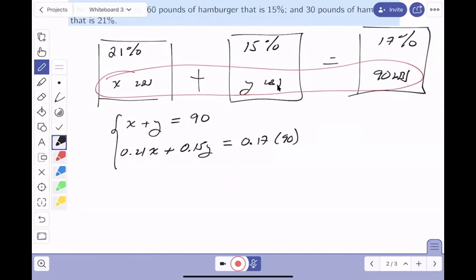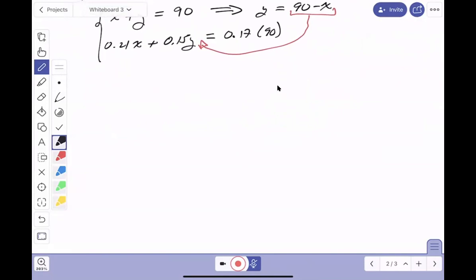All right, let's go through the work. What's the work going to be? Well, we've been doing this over and over again, and hopefully it's really patterned. Solve for y. Y equals 90 minus x. Then I take this thing here, and I plug it in for y right over here. Let's write that down for you. 0.21x plus 0.15y. Well, you can use y if you want, but I'm going to put down 90 minus x equals 0.17 times 90.